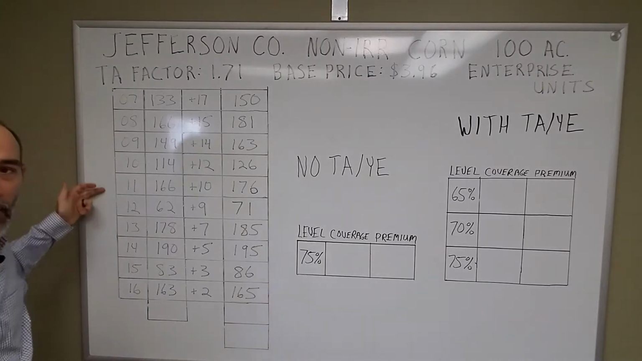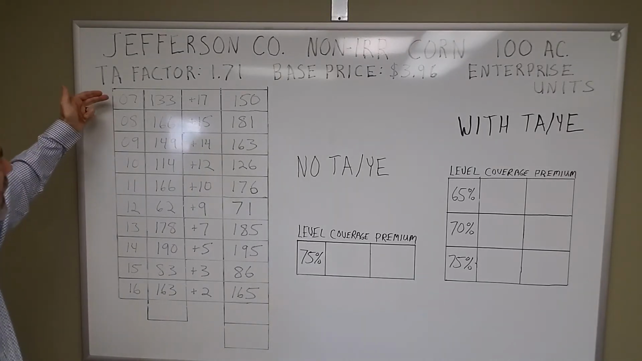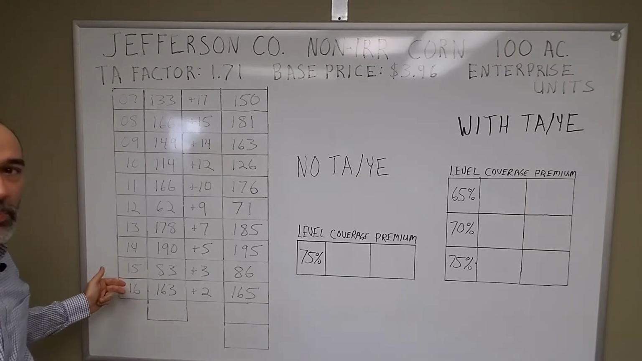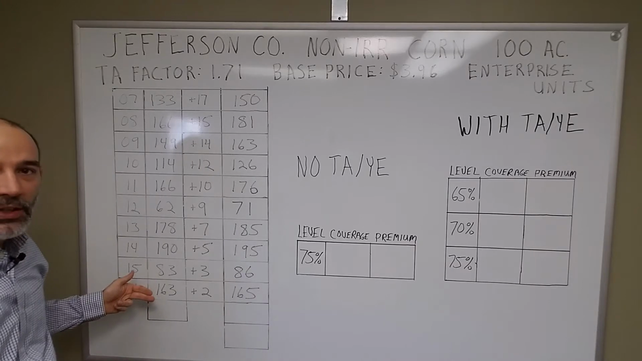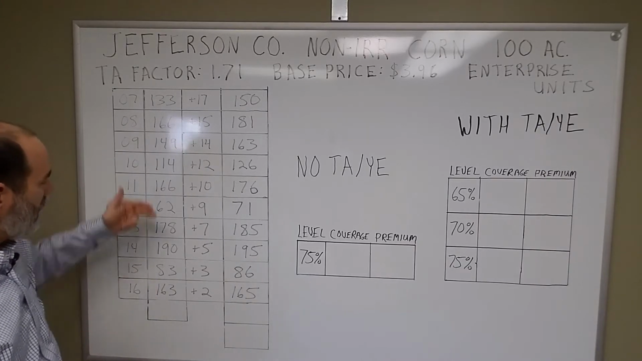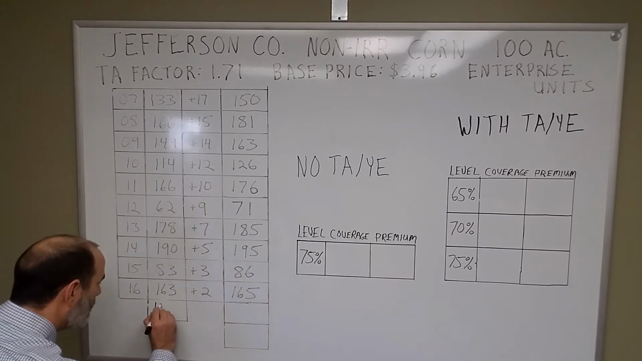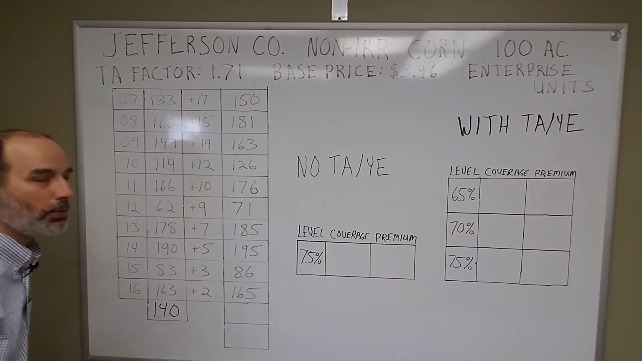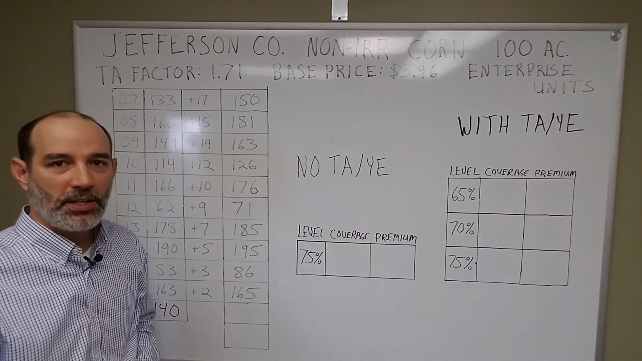So over here I have an APH yield database that you should be familiar with. It has all the crop years that corn was planted on this farm, and then this column shows the actual yield in each of those years. So if we take those 10 yields and average them together, we get an average or approved yield of 140 bushels per acre. Now the first option I'm going to talk about is the trend adjusted APH.